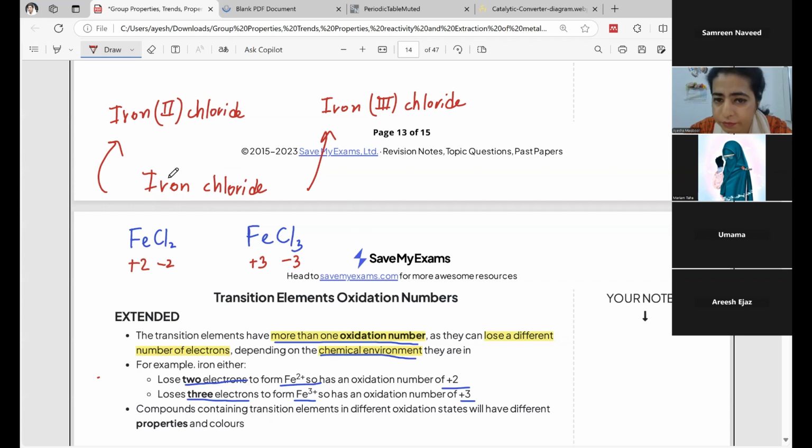What is the difference between oxidation number and oxidation state? Oxidation state means any compound having some charge. Oxidation number means how much charge is there. So the oxidation state means it may have some charge, right? But how much charge? +2, +3. That is the oxidation number. The oxidation number is telling what specific number is there for the oxidation state.